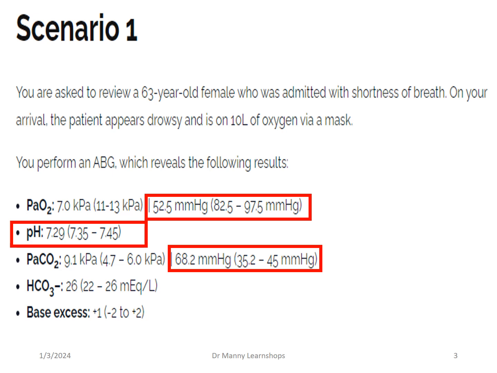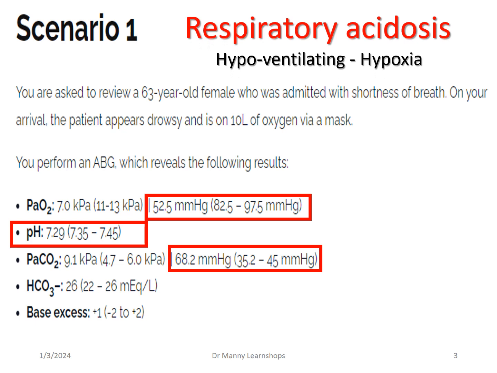So what you're looking at here now is the patient is hypoxic. You've got an acidemia in the pH, and you've got CO2 retention indicating hypoventilation. So your interpretation of this arterial blood gas is a respiratory acidosis. The patient is hypoxic and hypoventilating. They can't get rid of CO2. Therefore, they have a respiratory acidosis.